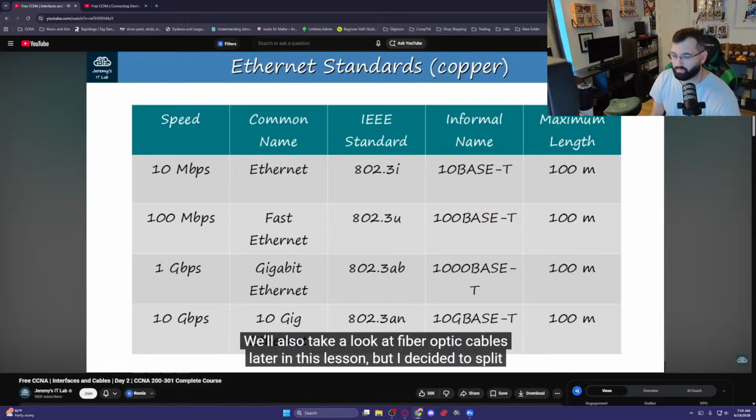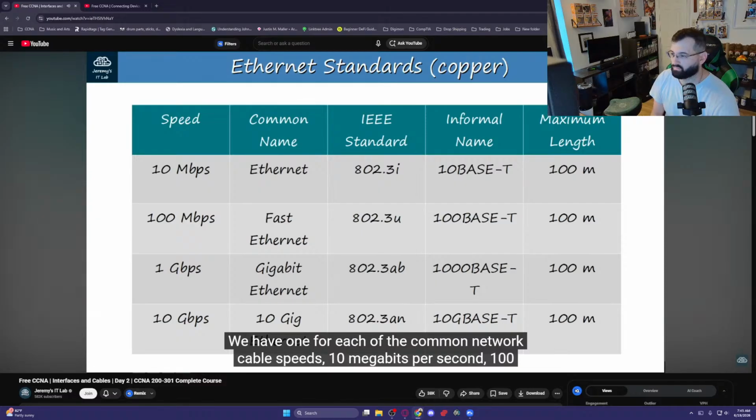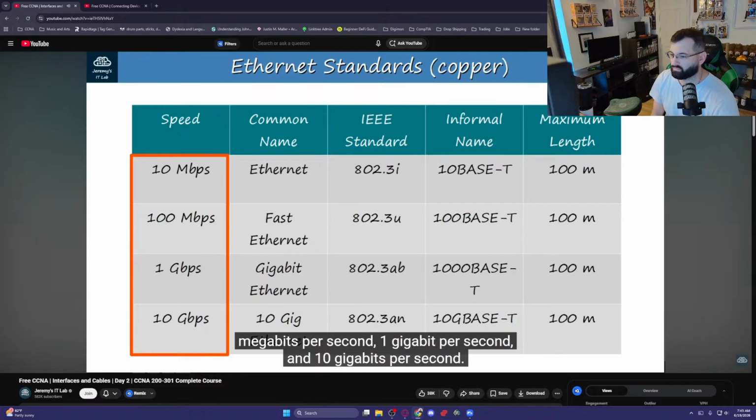We'll also take a look at fiber optic cables later in this lesson, but I decided to split them up. We have one for each of the common network cable speeds: 10 megabits per second, 100 megabits per second, 1 gigabit per second, and 10 gigabits per second.